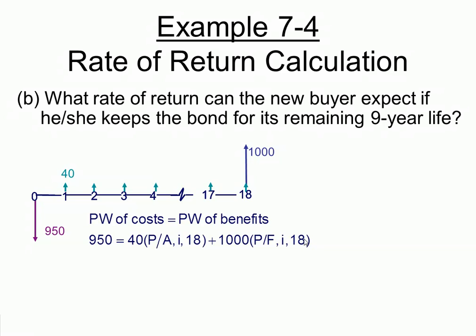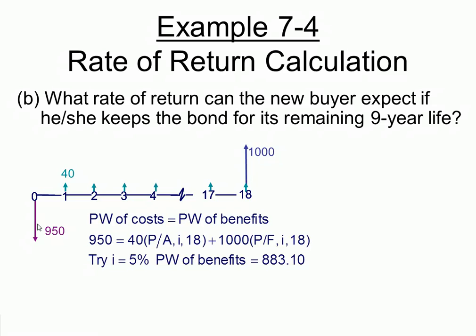over 18. And so in similar fashion, we can plug in different values of I and then compare them to this 950. So when we try 5%, the present worth of benefits is going to be underneath the 950. It's going to be $883.10. So you can try. So again, this is the perspective of an investor or a lender.